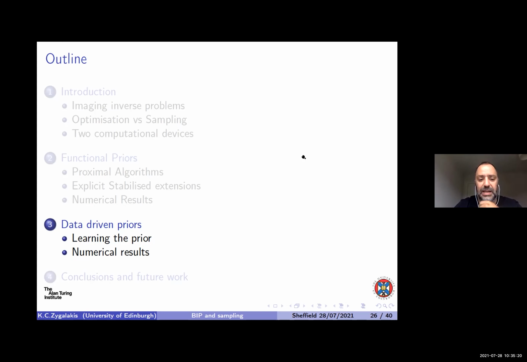I just want to give you a flavor of the work that Matt has been doing on data-driven priors. In the previous part of the talk, we just talked about writing the prior explicitly. Now I want to learn the prior from data, okay?